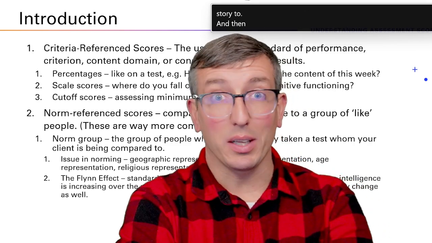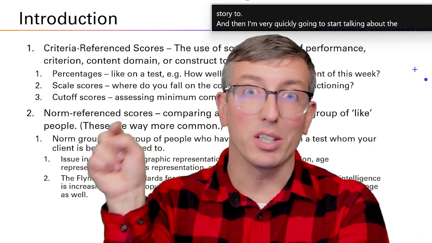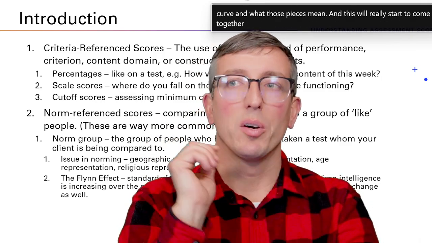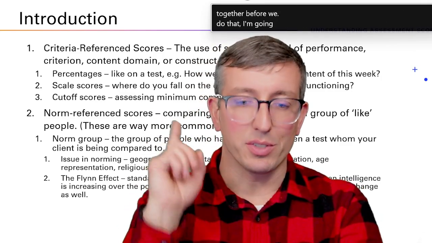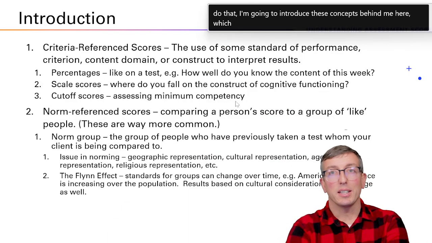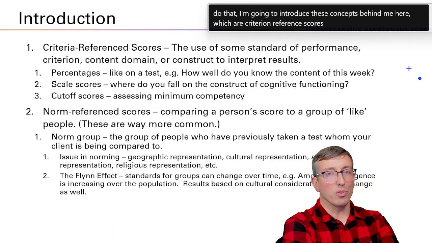Then I'm very quickly going to start talking about the normal curve and what those pieces mean, and this will really start to come together. Before we do that, I'm going to introduce these concepts behind me here, which are criterion reference scores and norm reference scores.